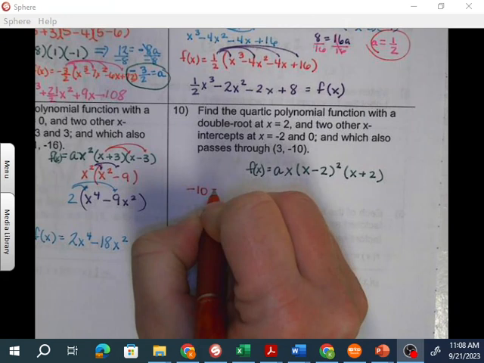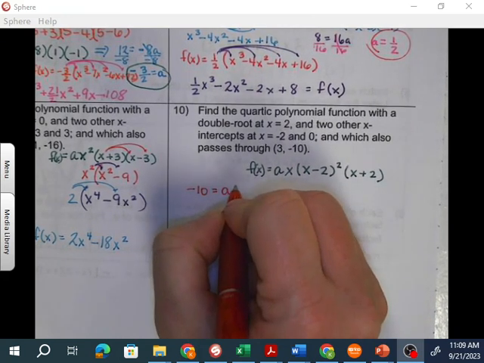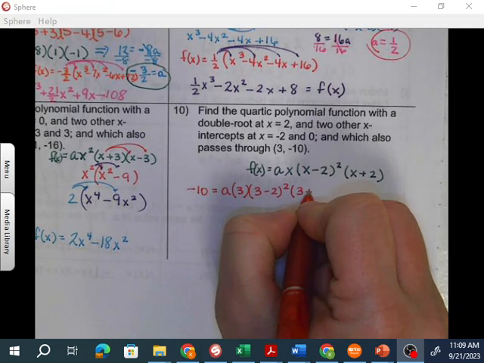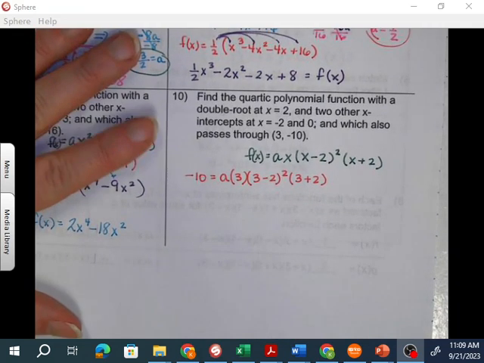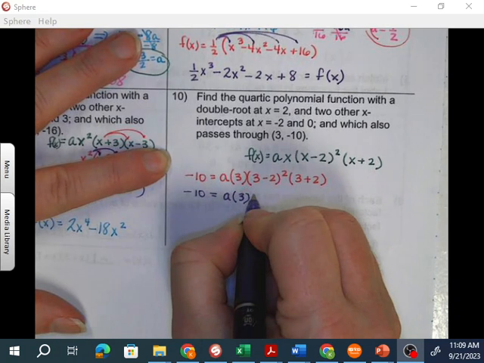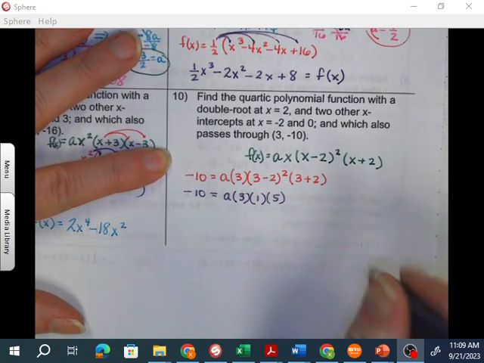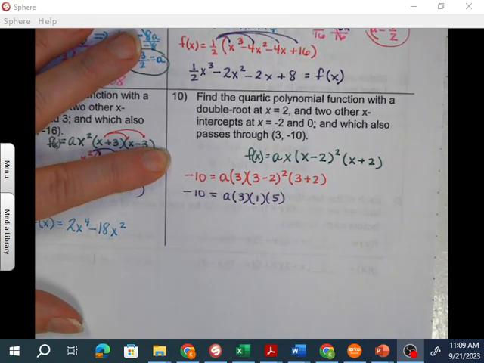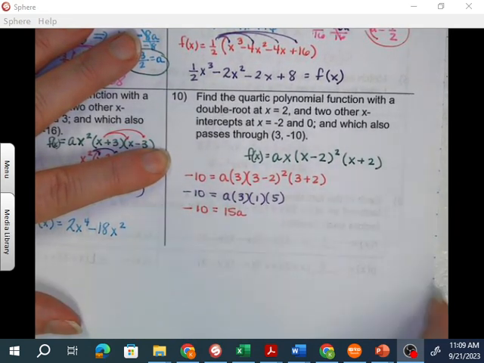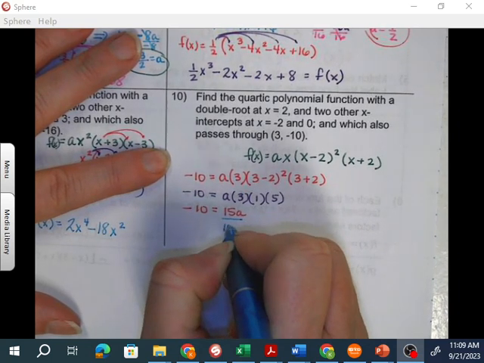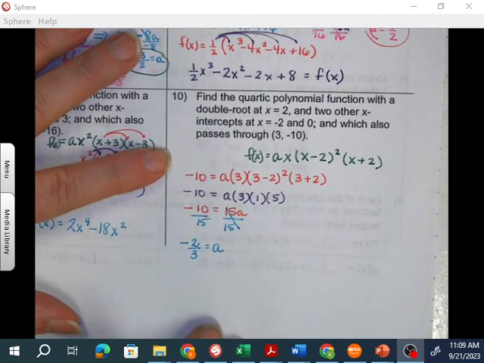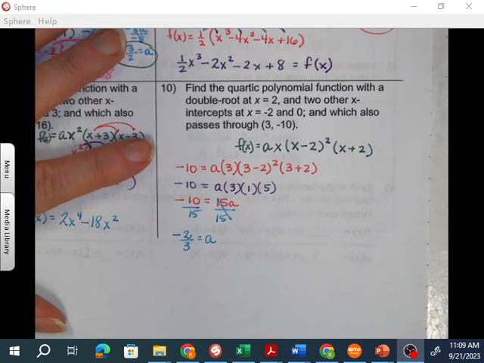All right, so I'm going to plug in negative 10. A is what I'm solving for. I know x is 3. 3 minus 2 squared, 3 plus 2. I got a equals negative 2/3.